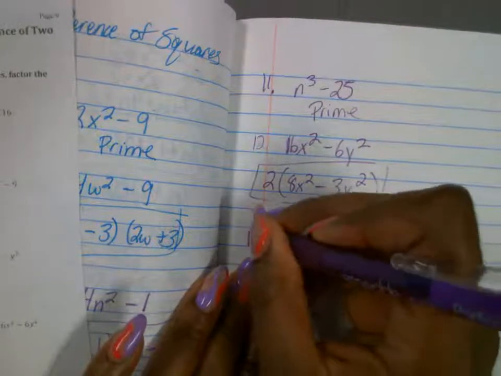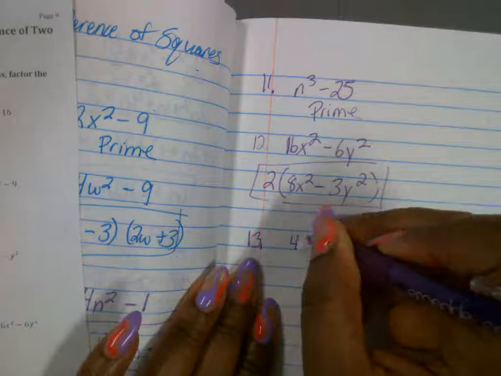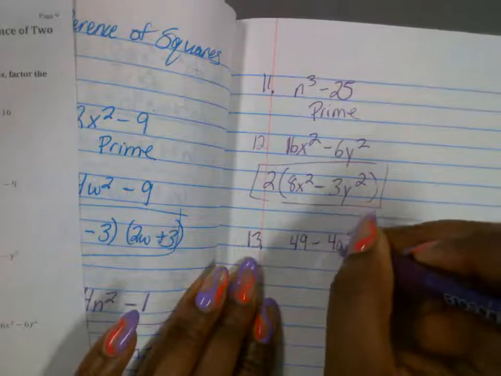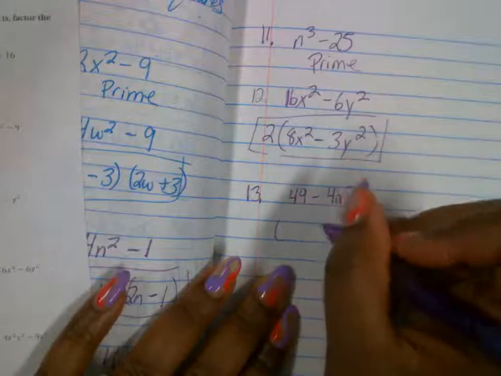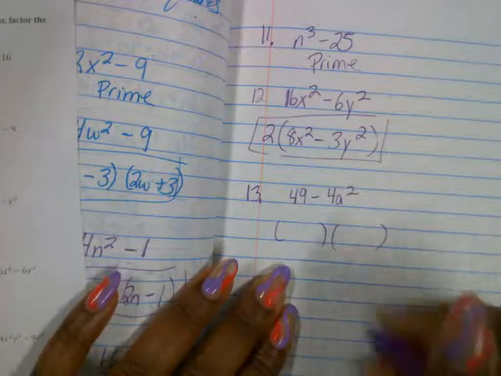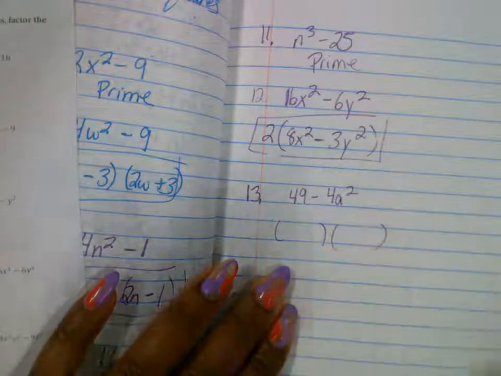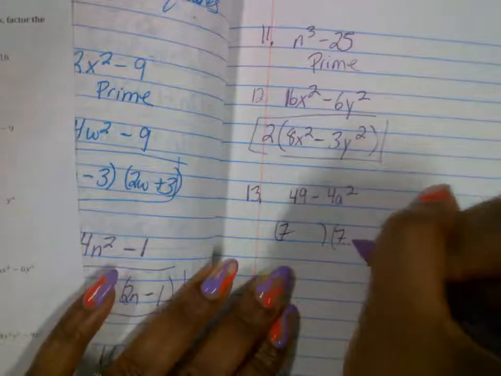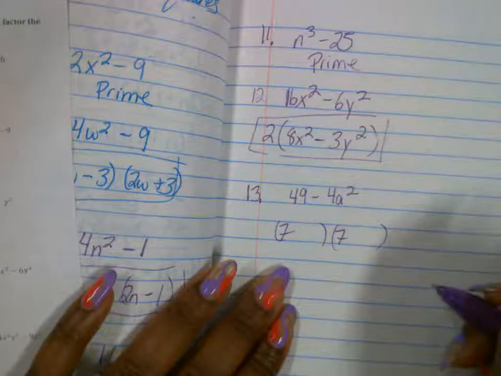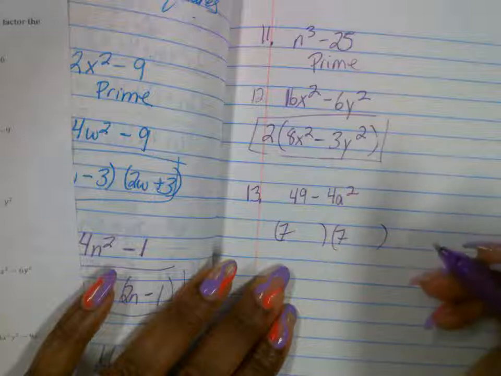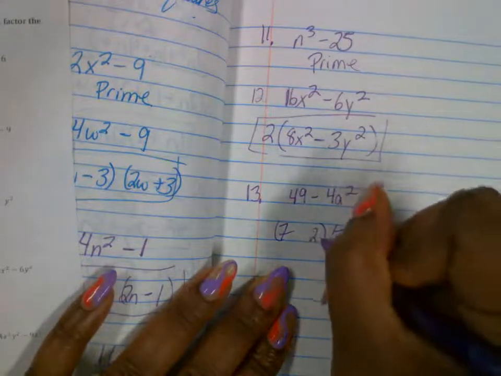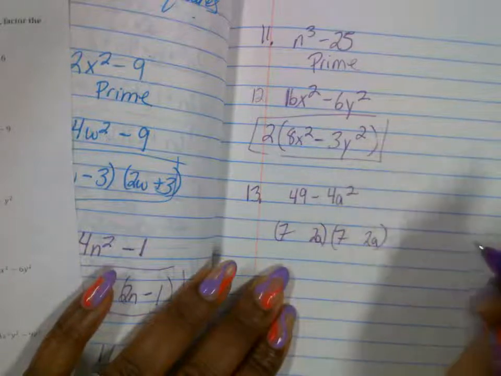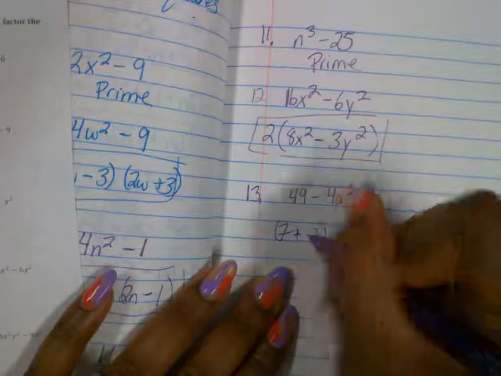Number 13, 49 and negative 4a squared. Okay? What's the square root of 49? 7. So we got 7 here and 7 here. What's the square root of 4a squared? 2a. One has to be positive and the other has to be what?